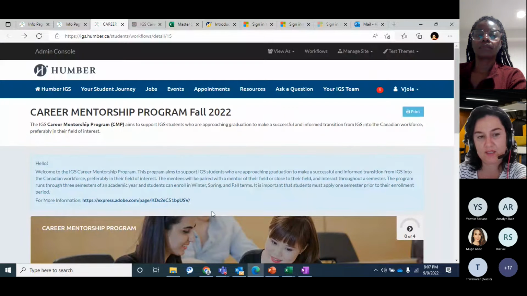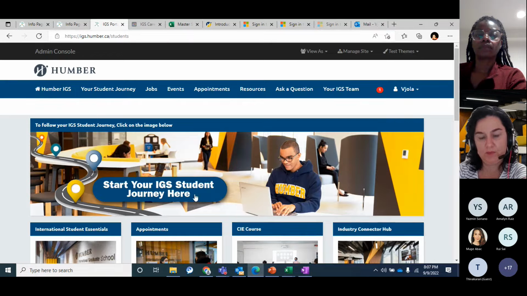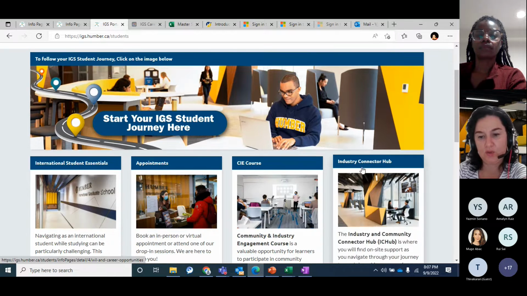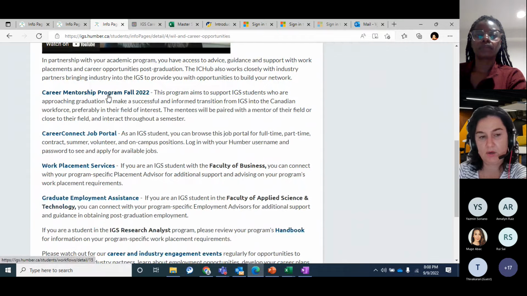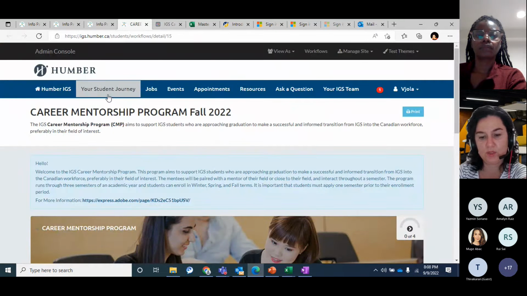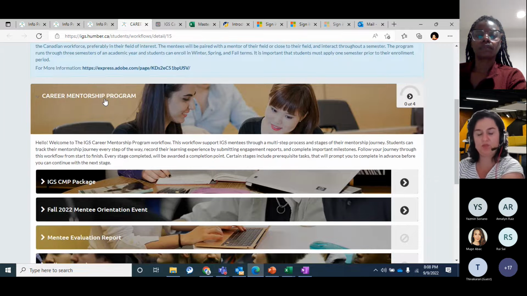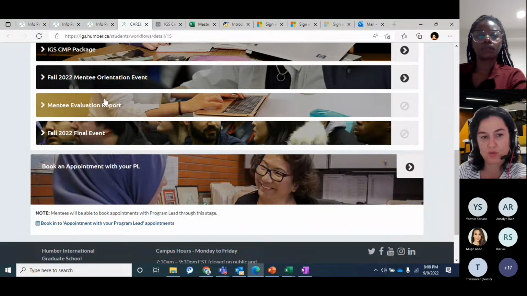Again, you all have access to the workflow by going to the main landing page of your IGS portal, going to the Industry Connector Hub, and clicking here on Career Mentorship Program Fall 2022. If you happen to be a student who does not have access to the workflow, email me so I can add you to the work group in the portal so you can have access to this workflow as the rest of our mentees.